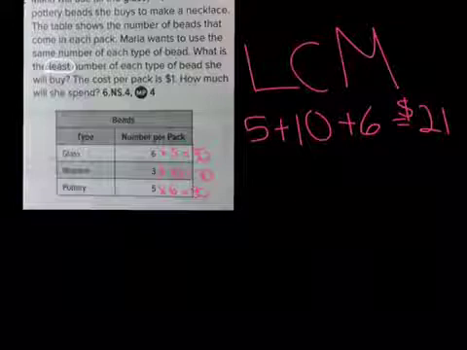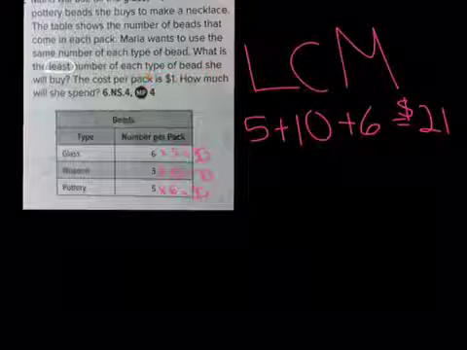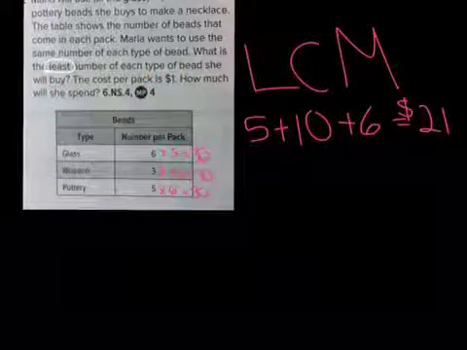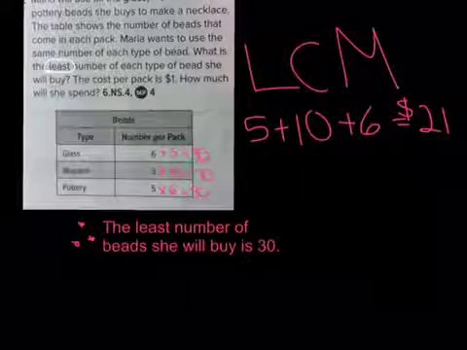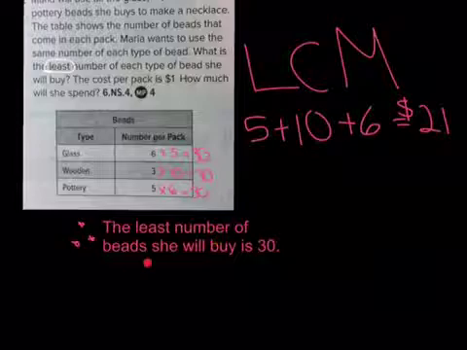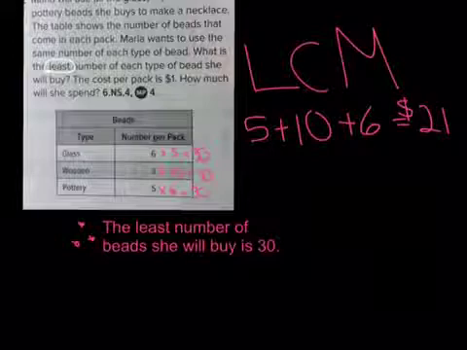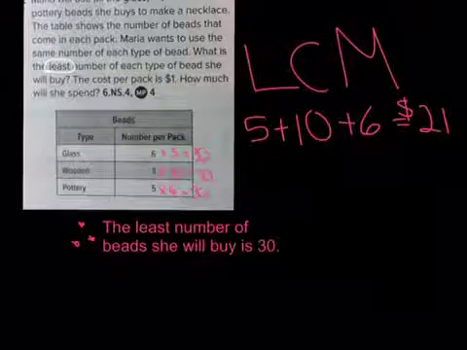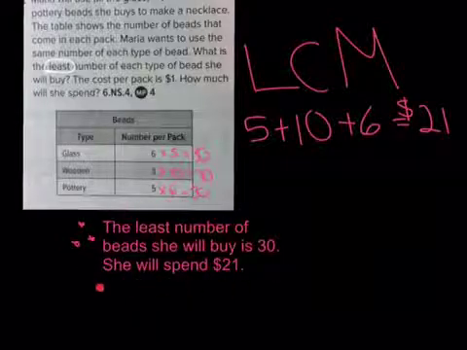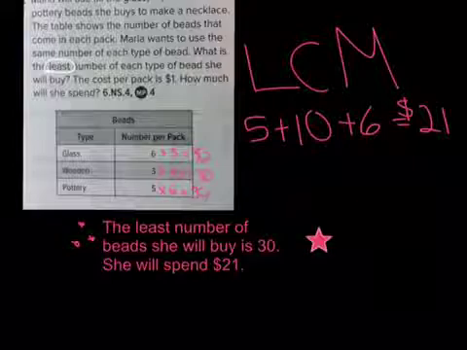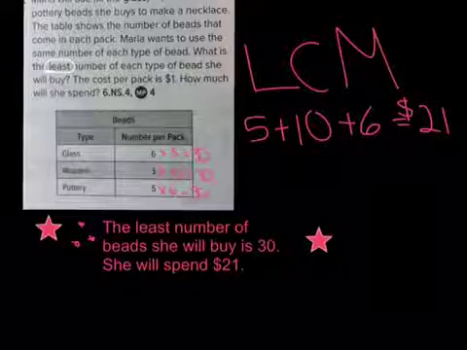So let's answer the first question. What is the least number of each type of bead she will buy? After doing it, we have to say therefore, the least number of beads she will buy is 30. You can see we have to buy 30 of each so that they're all equal amounts. And how much will she spend? She will spend $21. There's your answer. This is what I want as your final answer, boys and girls. Not just the work. I want a therefore statement.